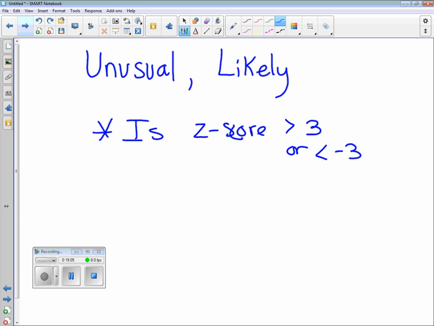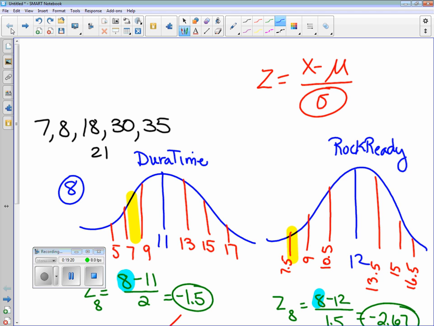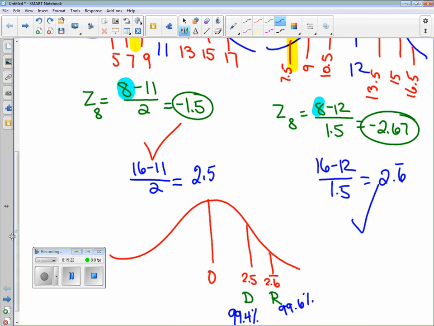Hunter, let me check. Durotune batteries are more likely to fail. What did we say? This would be more likely to fail. Yes, it was the wording of the question. I agree. And so Zachary, you did it backwards.